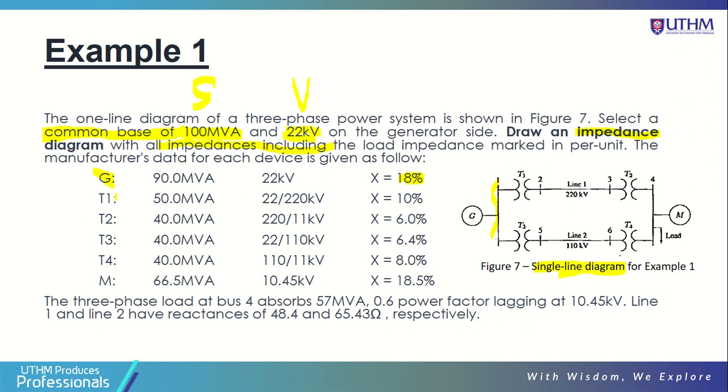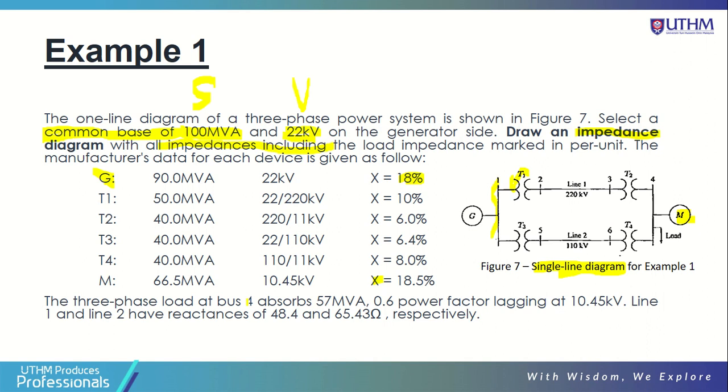This is the information of transformer 1, and transformer 2, where X per unit is given. For transformer 3, the MVA, voltage ratio, and X per unit are given. Similarly for transformer 4. We also have one motor, with its MVA, voltage, and X per unit.